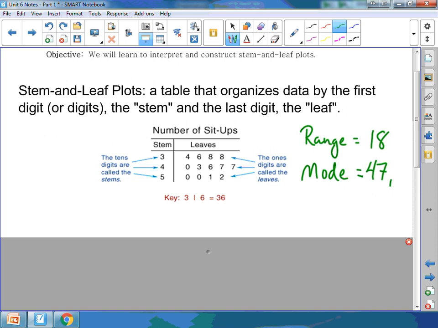What else? Get a different one. Maddie? 50. Is that it? Brendan? And then there's also a 38. So you could say the mode would be any one of those 3 right there. Okay? I'm also going to talk about median, but I'm going to save that for this next one.